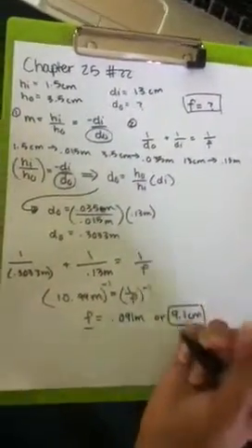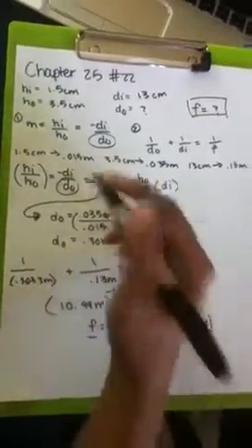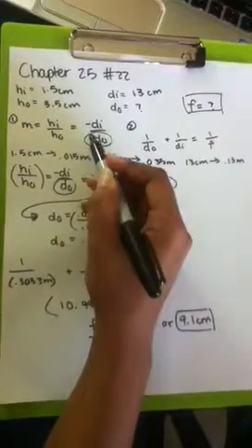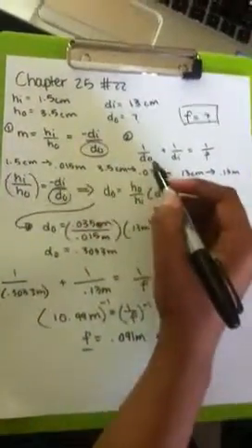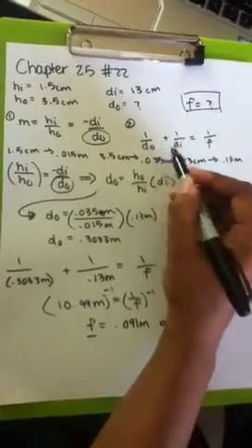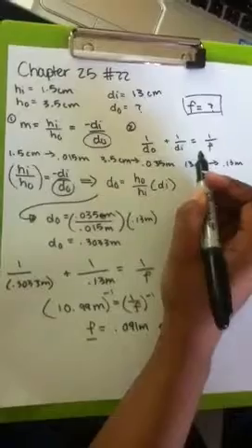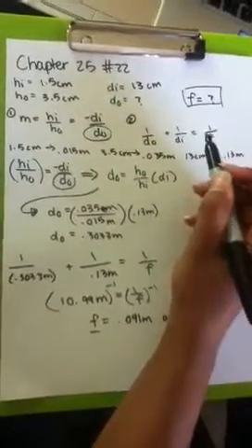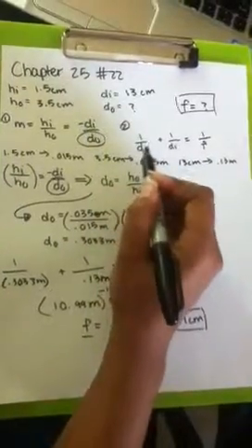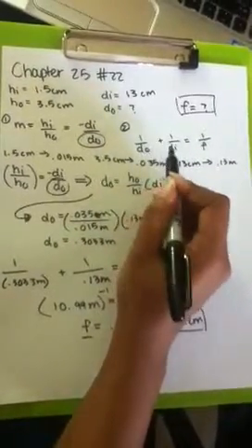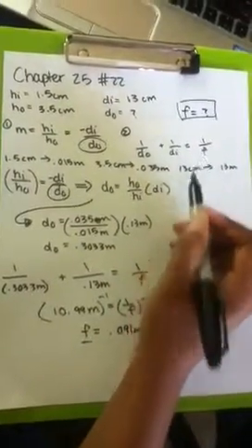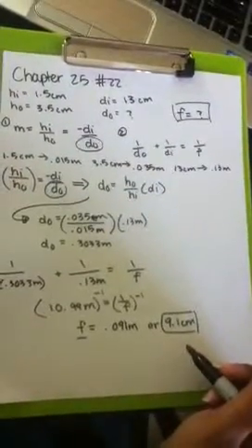And just to recap, in order to solve this problem, we needed two equations. This one right here, height of the image divided by the height of the object is equal to the distance of the image divided by the distance of the object. And we also needed this equation right here. 1 divided by the distance of the object plus 1 divided by the distance of the image is equal to 1 divided by the focal length. Once I found the distance of the object from the first equation, I plugged it into this equation, and because we already had the distance of the image, we could easily find the focal length. And that was found to be 9.1 centimeters.